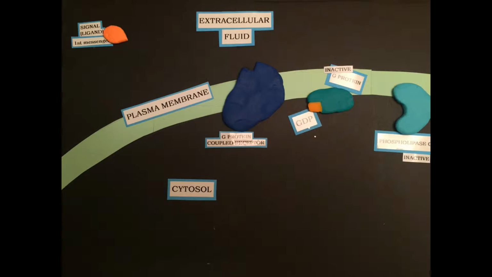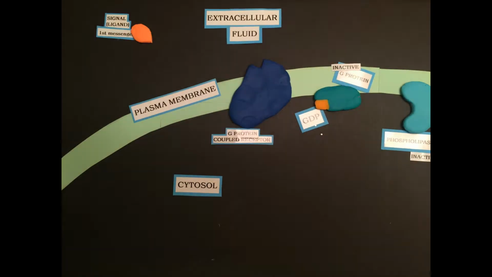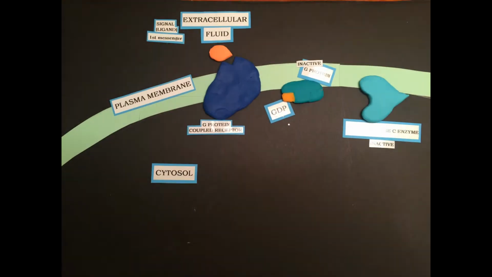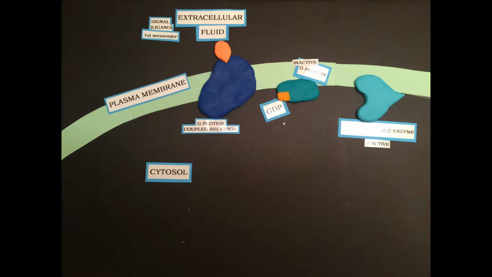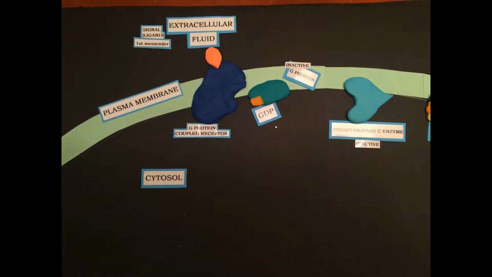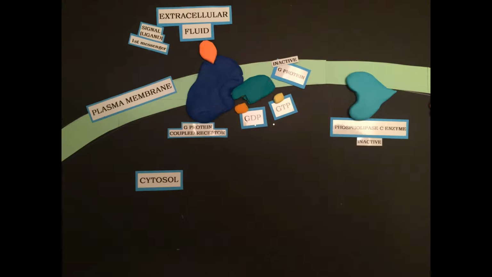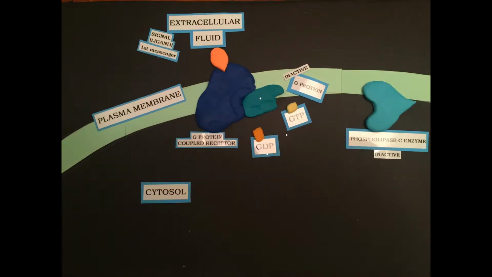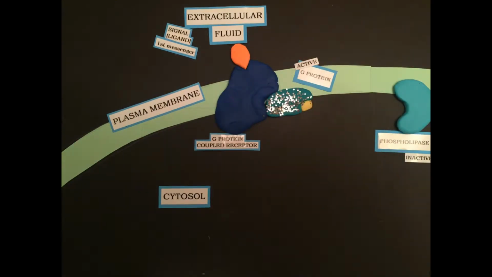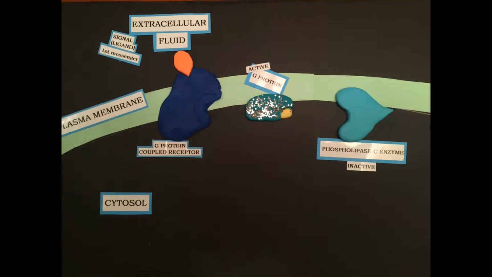G protein functions as a molecular switch that is either on or off. The receptor and G protein work together with another protein, usually an enzyme. When the appropriate signaling molecule binds to the extracellular side of the receptor, it is activated and changes shape. Its cytoplasmic side then binds an inactive G protein, causing a GTP to displace the GDP. This activates the G protein.